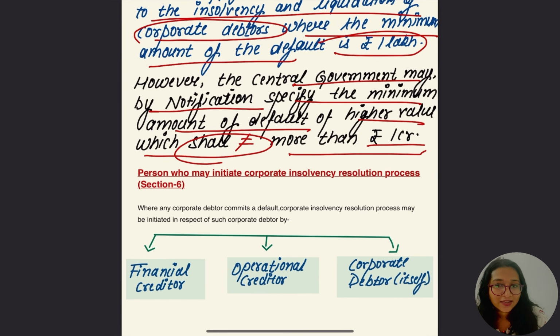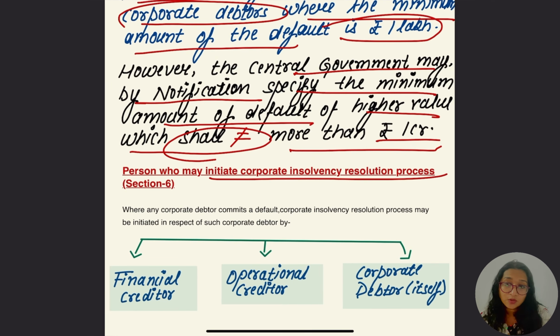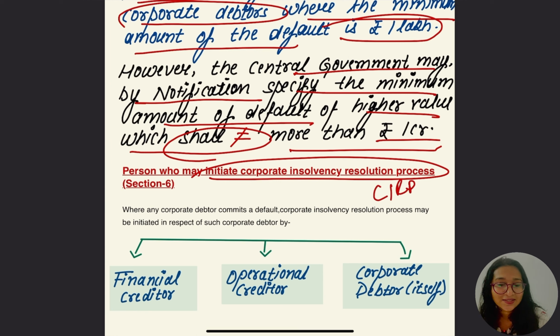Let's find out who are the persons who may initiate the corporate insolvency resolution process, which is CIRP. First is the financial creditor, second is the operational creditor, and third is the corporate debtor. Yes, of course, the company itself can also go for initiating CIRP. Hope this was clear.